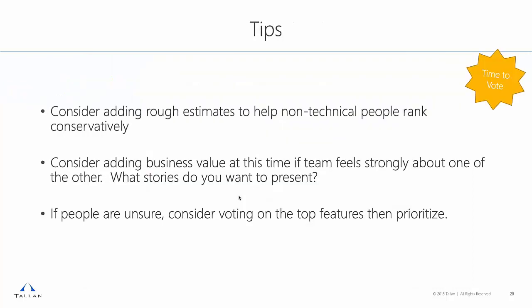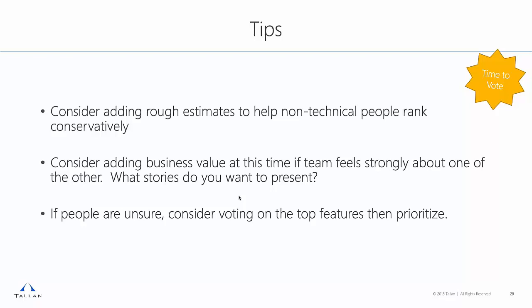In terms of tips for this one as well, consider adding rough estimates. Help the non-technical people rank things conservatively. It's very easy for business owners to look at a product and say, oh, I want this as the most important thing. As a development team, you can add, we've seen teams do yard sale stickers. So the little yard sale stickers are $5, $2, 25 cents. You put those stickers on the cards, and now the business owners have an opportunity to say, oh, that's really expensive. Maybe I'll push that down. It's not that important. Or, oh, these are cheap. Let's go ahead and get those ones out of the way.